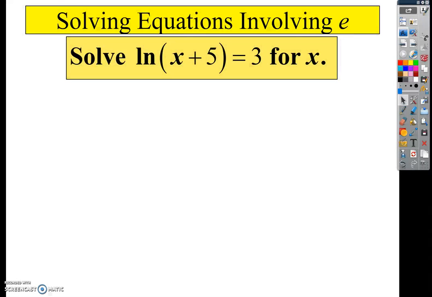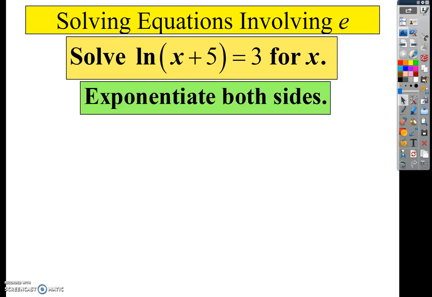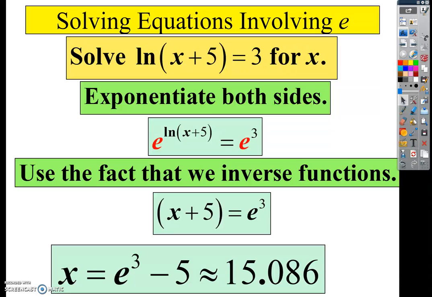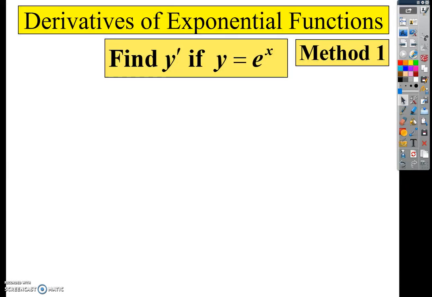If we wanted to solve this equation, we're going to make both sides the exponent of e. We're going to use inverses. We've got this, and so we end up with e cubed minus 5. And again, just stuff to know.